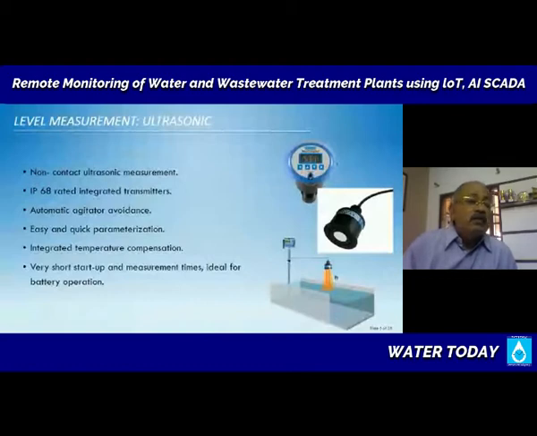Now, finally, what we said, very short startup and measurement times and very low energy consumption. So if you are in a location where you don't have a power supply, you can run a level sensor on battery for considerable length of time quite efficiently without bothering about bringing power supply to the location, etc. So this is one way of level measurement, that is ultrasonic level measurement.